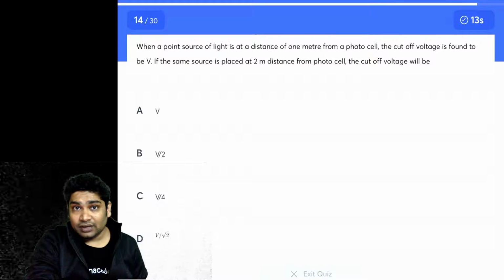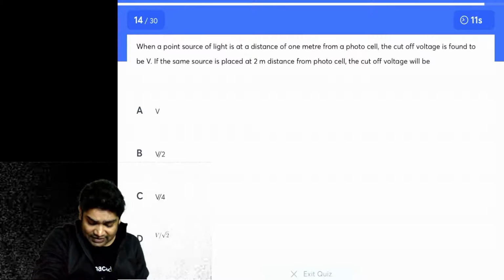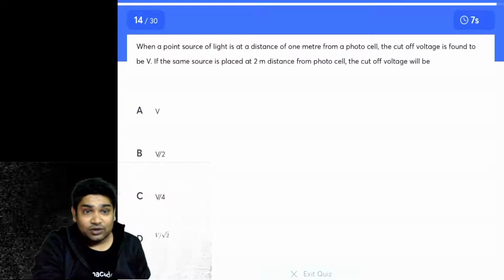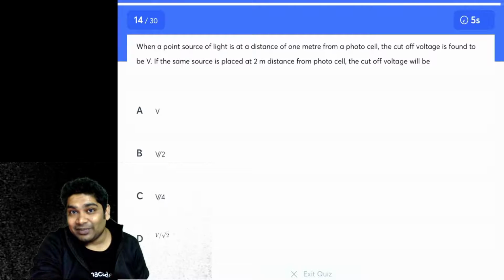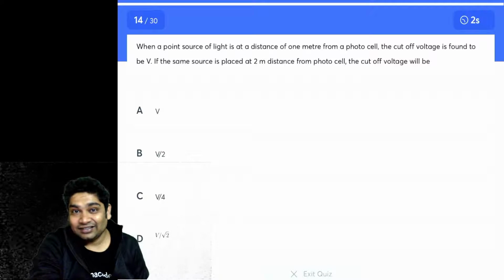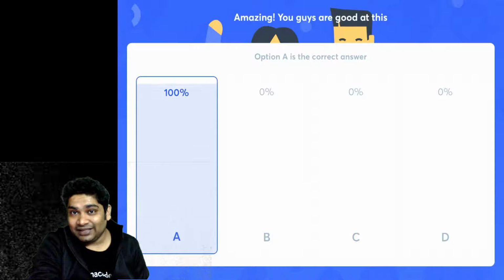Okay, time is almost up. Think about this. This is an easy question. This is one question that doesn't require too much calculation. You should be able to do this within the stipulated time. Okay, last 3 seconds. Okay, time up. Let's see how you did.